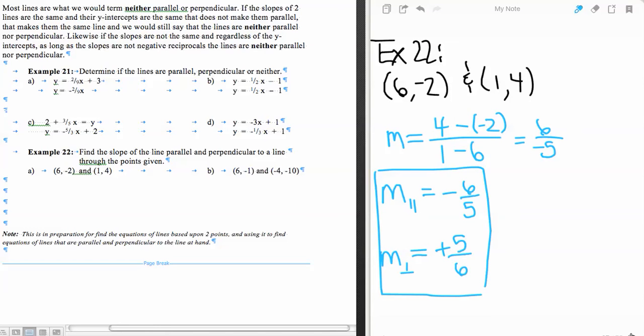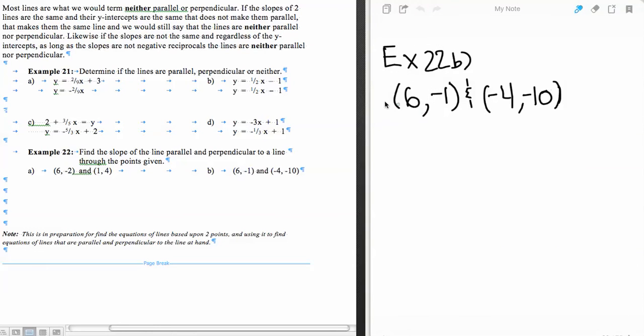Now our next example, here we have 6 and negative 1 and negative 4 and negative 10. So again, the first thing we do is find the slope using those ordered pairs. y2 minus y1, negative 10 minus a negative 1. This time you can't avoid the subtraction of integers there, so just be careful of that. And remember, it doesn't matter if you did negative 1 minus a negative 10 and the opposite on the x's as well, you're going to get the same slope.